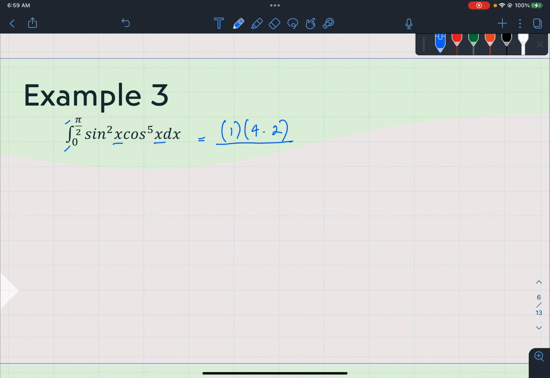2 plus 5, so 2 plus 5 is 7, minus 2 is 5, minus 2 is 3, minus 2 is 1. And our multiplier will be, since 1 is odd, just 1. Can we reduce this one? I don't think so. So 4 times 2 is 8. 7 times 5 is 35, times 3 is 105. So therefore, the answer is 8 over 105.